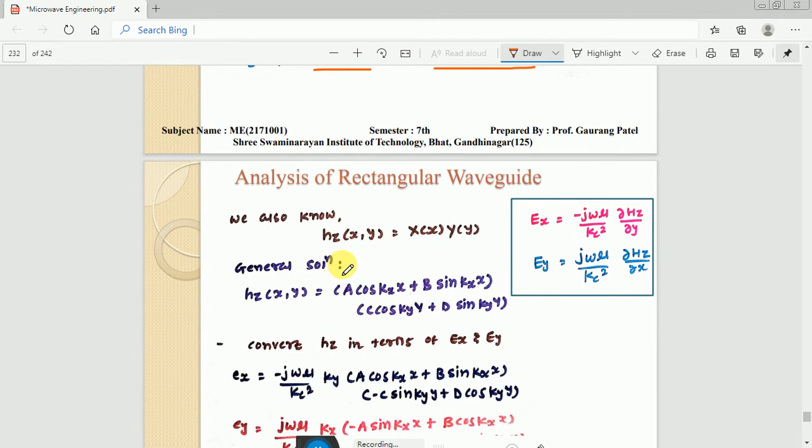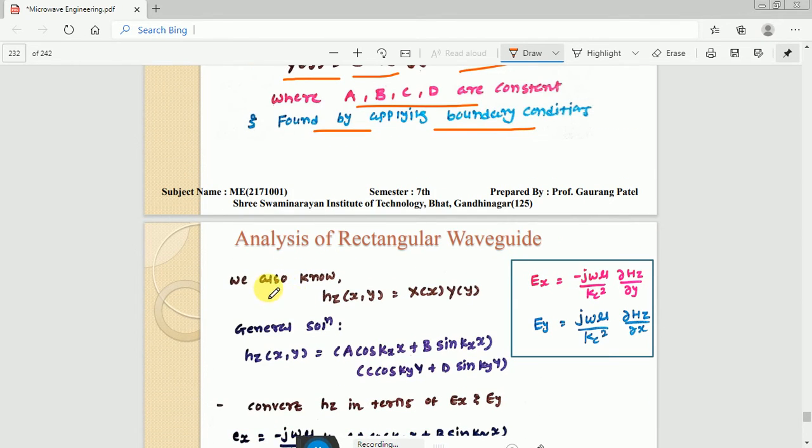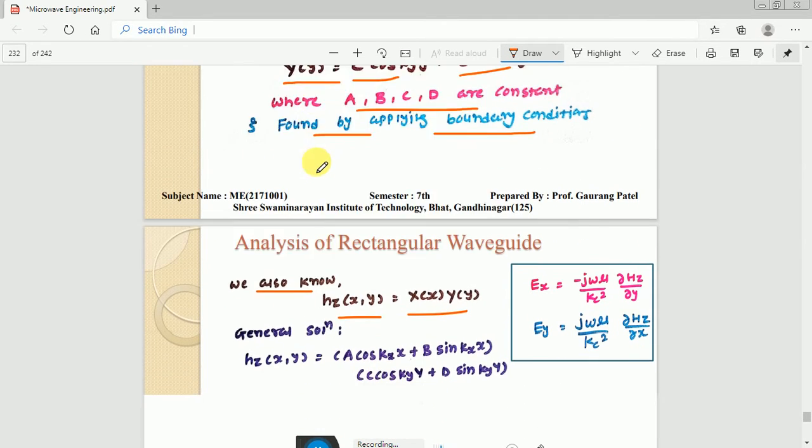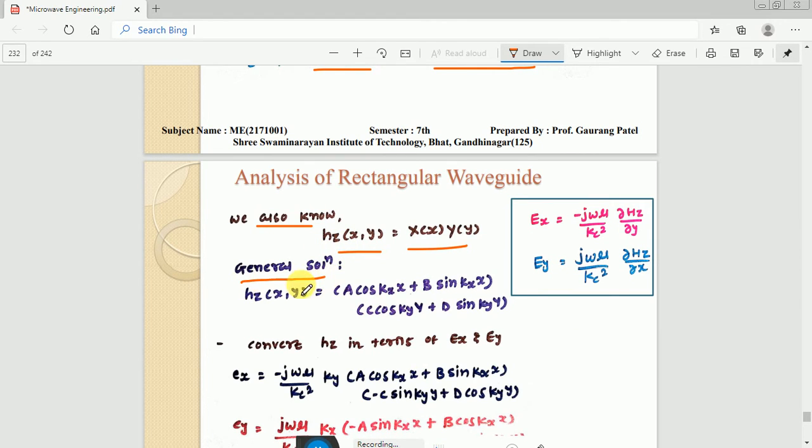Now, we already know Hz(x,y) is equal to X(x) into Y(y), and we already got the values of X(x) and Y(y). If we put them in this equation, we get the general solution as Hz(x,y) equal to A cos kx x plus B sin kx x, times C cos ky y plus D sin ky y. Now we do not have any boundary condition for this component Hz, so we will convert this Hz in terms of Ex and Ey.